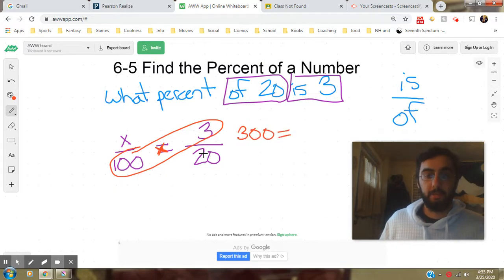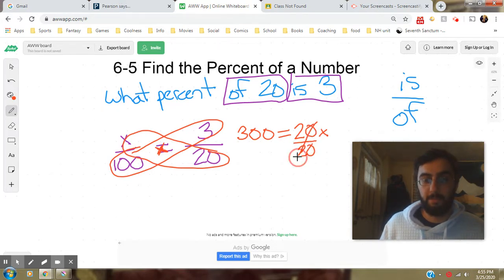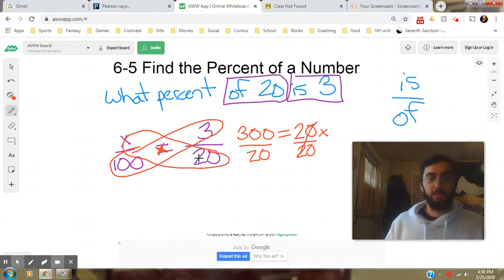You can set that equal to the other side. So 20 times x. Again, we can't really do that, but we can write it algebraically. So 20x. Now, same thing as before. We're just going to solve for the unknown. The unknown is the x. So we have to get x by itself. So we're going to do the inverse. We're doing x times 20, so we're going to do x divided by 20. 20 divided by 20 gets rid of itself. So now 300 divided by 20.